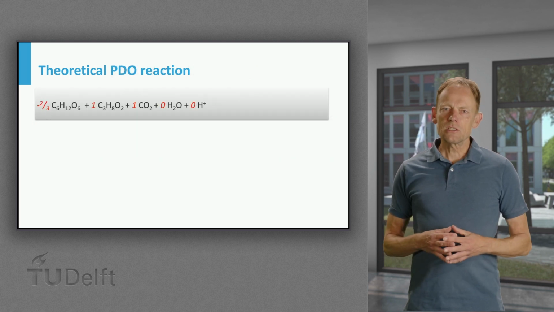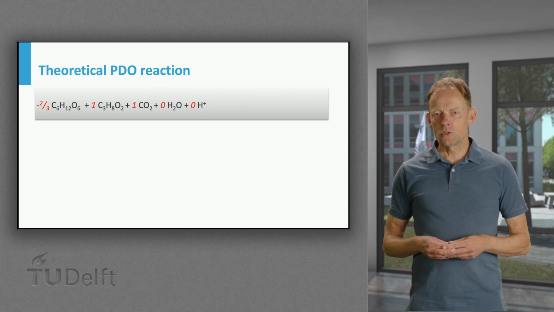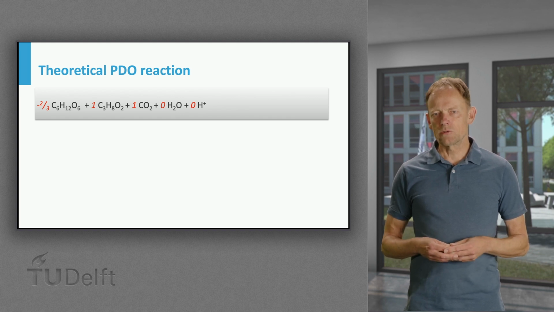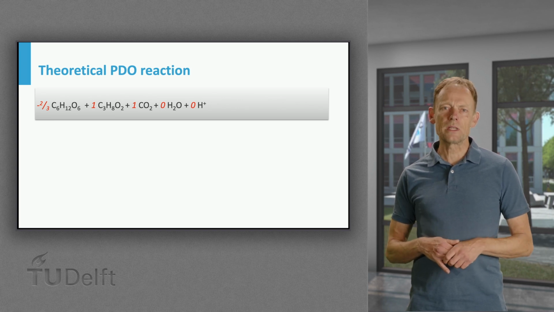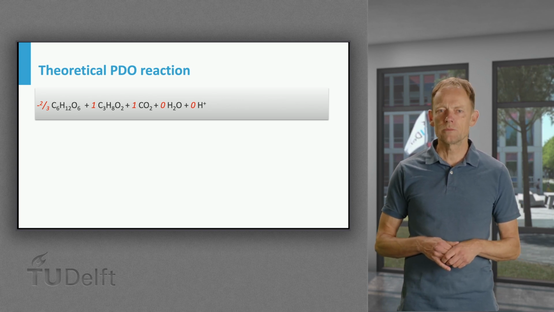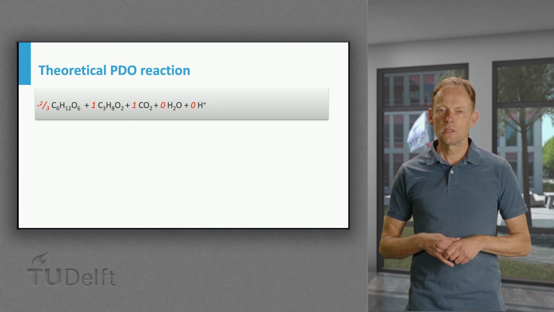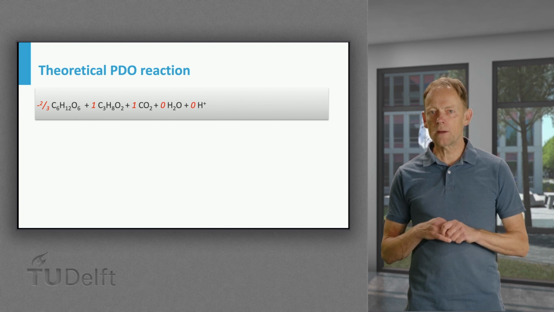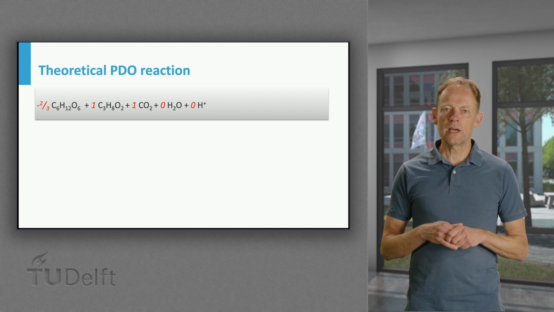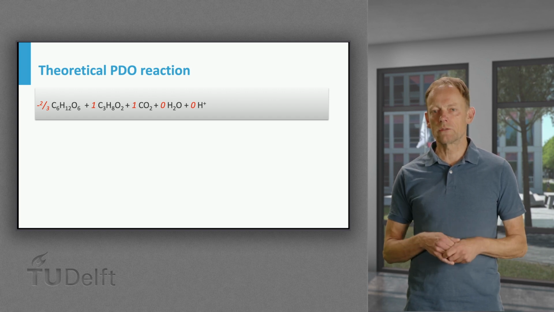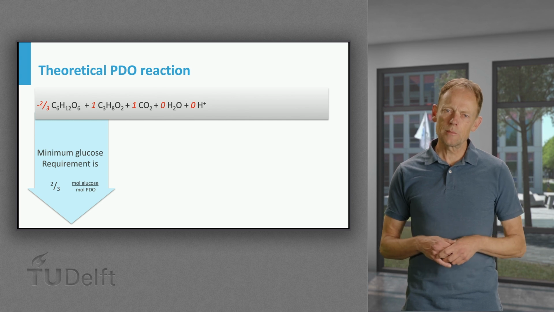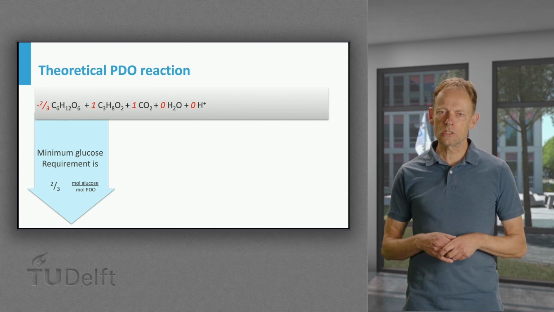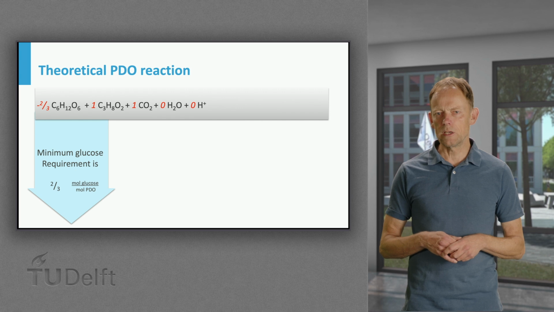If not cells, but an organic compound is produced, then the theoretical product reaction follows accordingly. For example, for 1,3-propanediol PDO from glucose, 2/3 of glucose plus 0 ammonia goes to 1 propanediol, 1 CO2, 0 water and 0 protons. This shows that the minimum glucose requirement is 2/3 mole glucose per mole PDO.